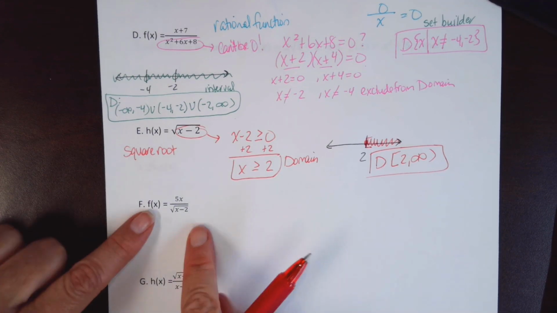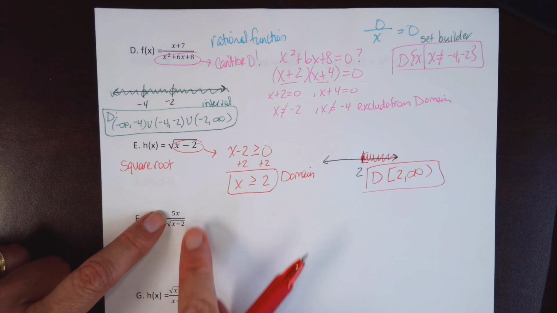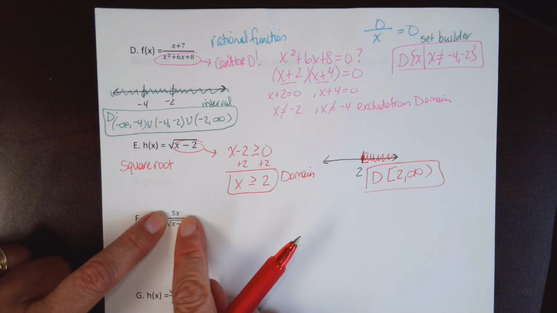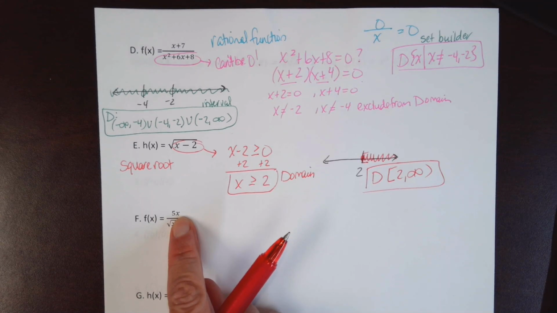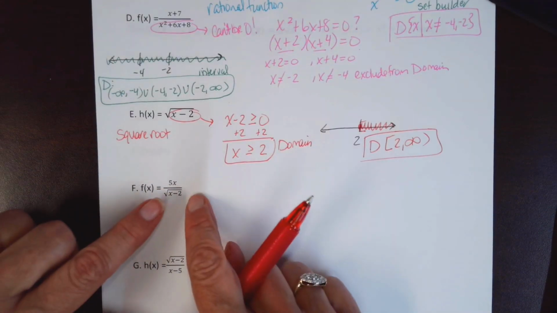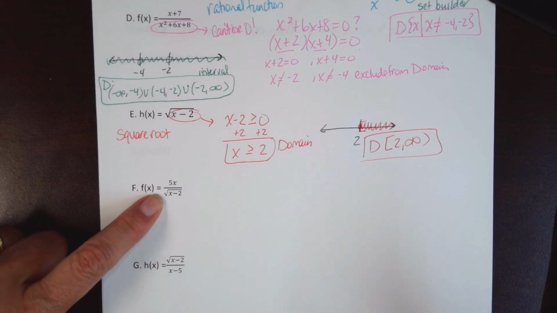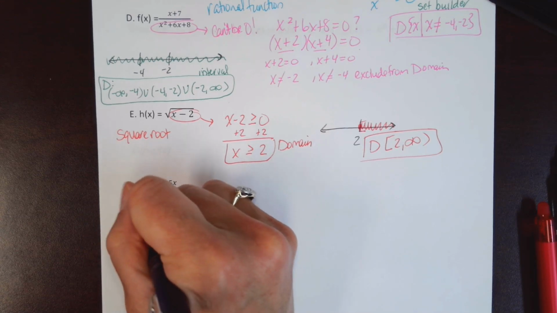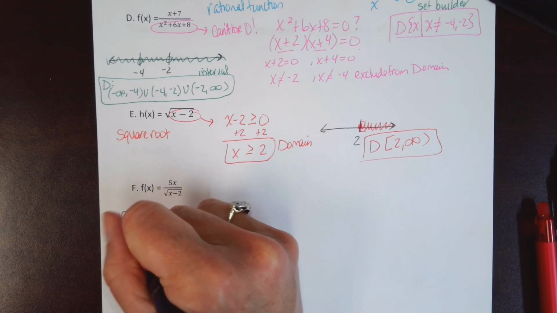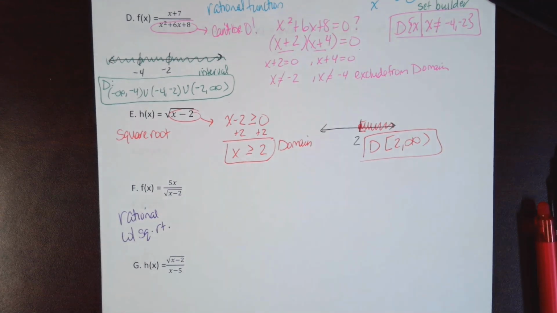Okay, let's look at the next one. Again with a numerator, we don't care what's going on in the numerator. 5x can be 0, it can be negative, it can be positive, not a problem. Now we've got a denominator. We've got this rational function with this radical bit in my denominator. It's a rational function with a square root in the denominator.